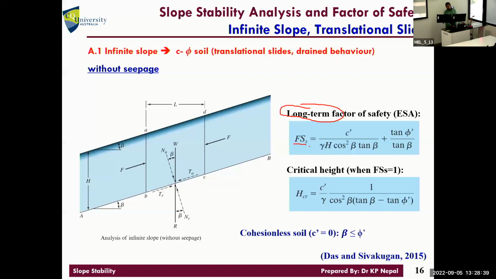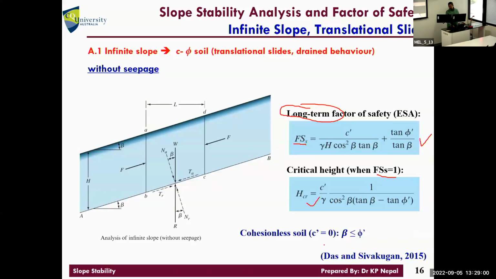Factor of safety, what? Just use the equation. Of course, they took this element as an equilibrium and then they developed the equation, right? That's it. You don't need to derive this equation, just use it. All right, yeah? So critical height means when the factor of safety equals 1. We can calculate it using this relationship.